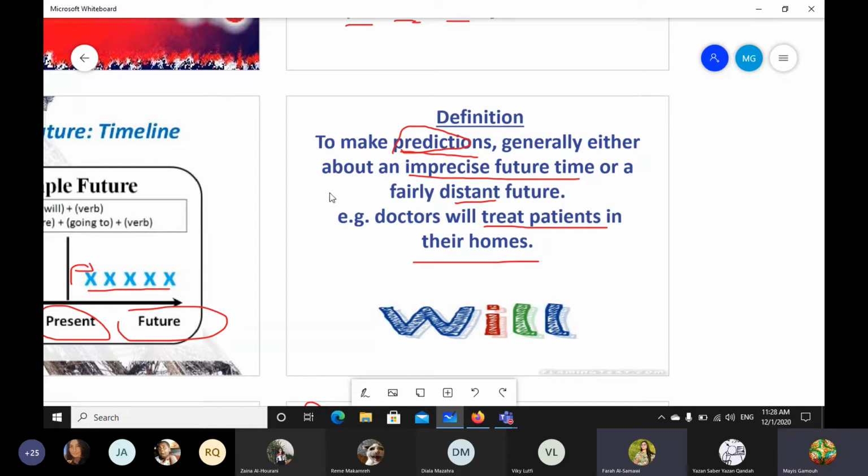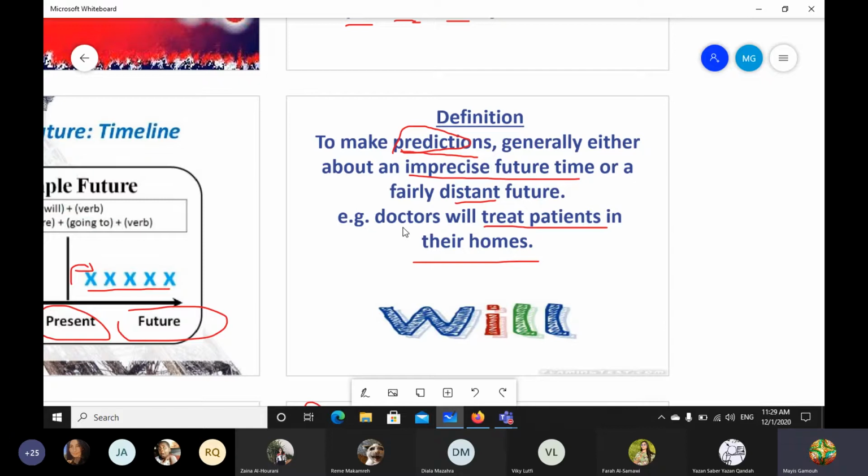Thank you, dear. So here, when I say the definition of will is regarding predictions, we said that predictions means I am not 100% sure that this thing will happen in the future because I am a human being. I am not God. Only God knows what will happen exactly. So that's why we say that we make predictions generally either about an imprecise time, and we said yesterday that the word imprecise means not exact, we don't know the time exactly, or in a fairly distant future.